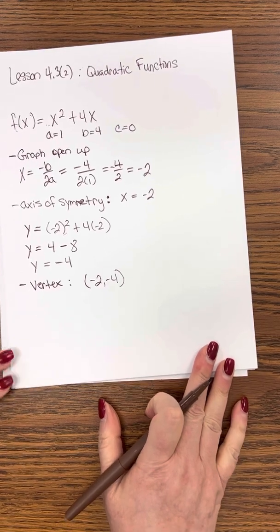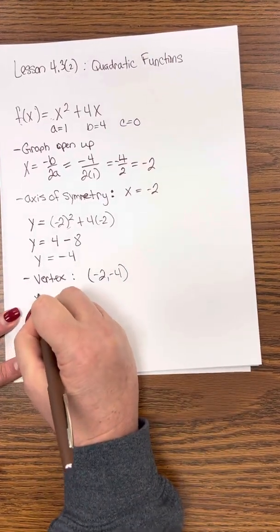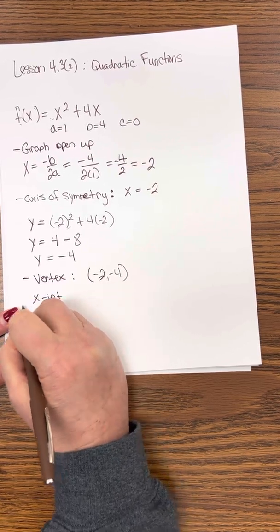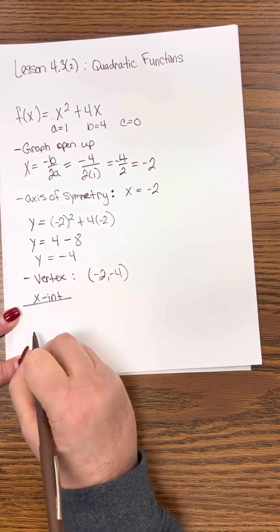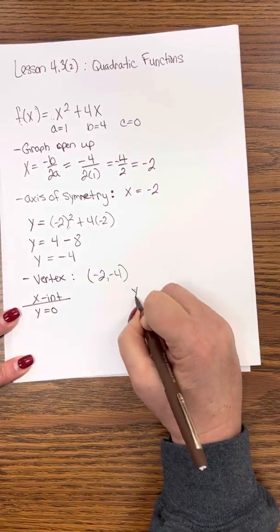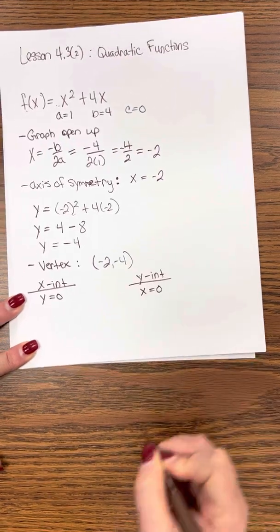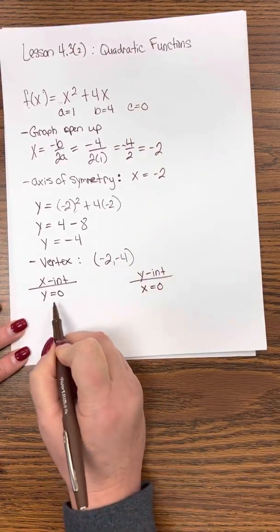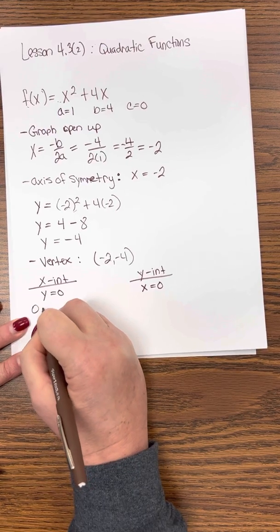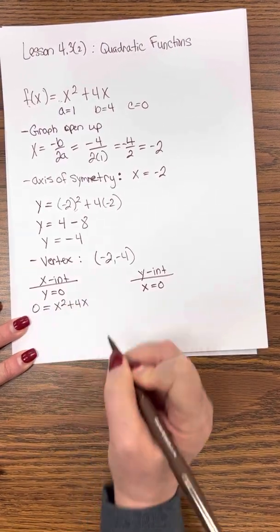Then the next thing you're going to need is your x and your y intercepts. If you remember, we've done these before. If I need my x-intercepts, remember, you're going to zero out your y. If I need my y-intercepts, I'm going to zero out my x's. Okay, so let's do our x first. So that means it's going to go 0 equals x squared plus 4x.